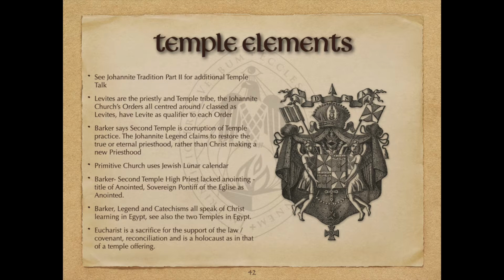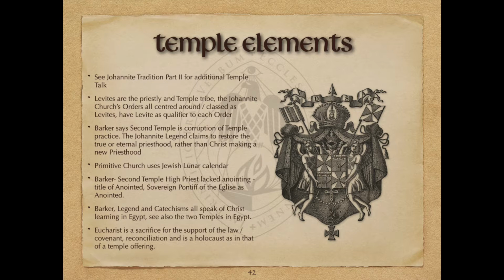And I think this is in part, as I noted earlier, not the idea that they're establishing a new priesthood as such in a new church, but that they're restoring an old priesthood, or bringing to the forefront an eternal priesthood of an eternal church, as it were. The other thing, of course, in temple theology is that Margaret Barker says that the Second Temple is essentially a corruption of temple practice. By temple practice, she's referring to the First Temple.